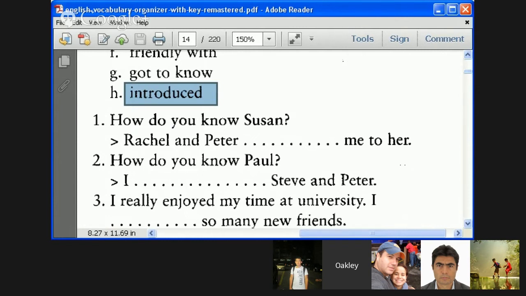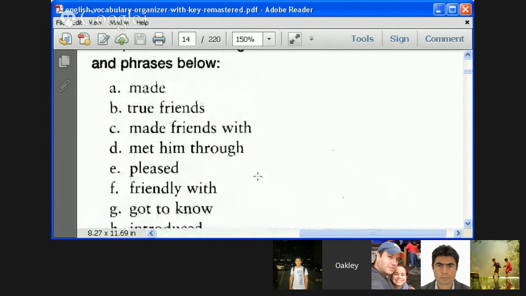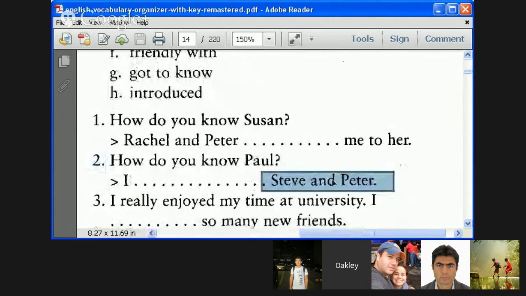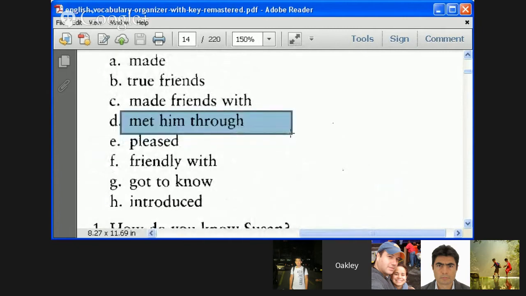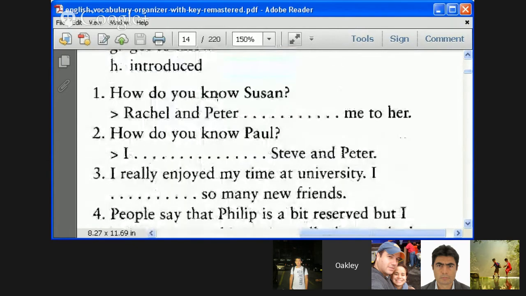Juan Carlos, how about number 2? How do you know Paul? I met him through Steve and Paul. Very good. I met him through somebody. So when you want to explain how you met somebody, I met him through. This is a very common phrase. I met him through Peter. Or you can say, I met him through my church, or I met him through business. So I can talk about a specific place or a situation. It doesn't have to be a person when we use this phrase.